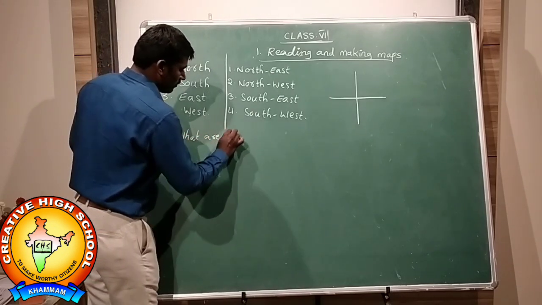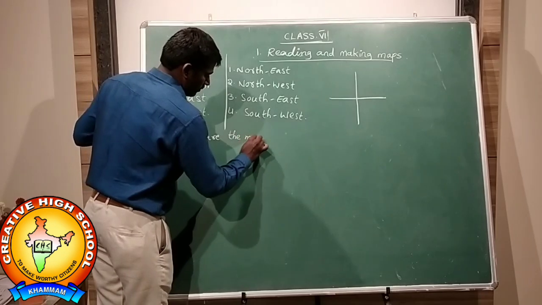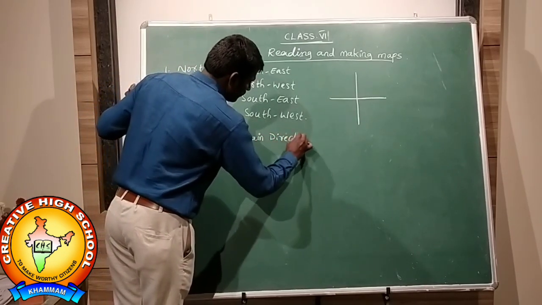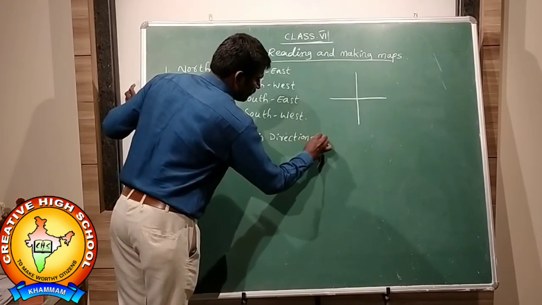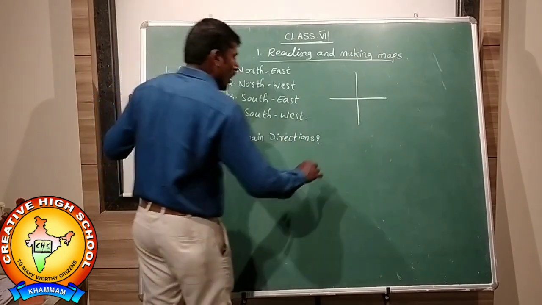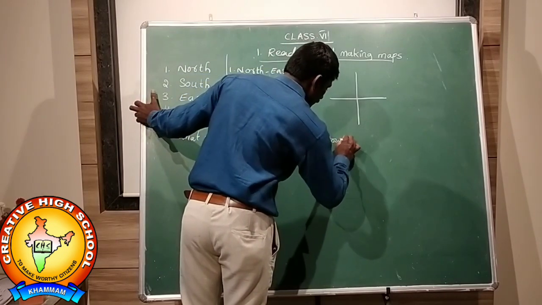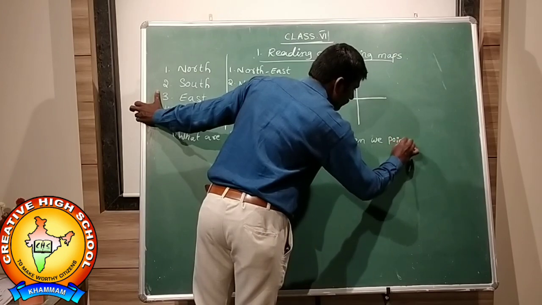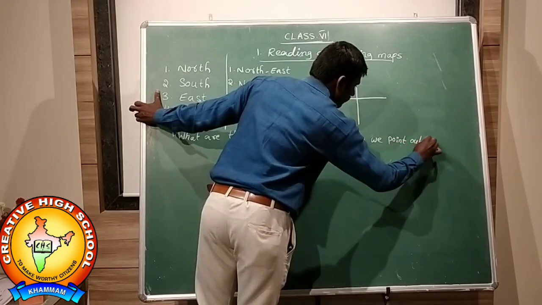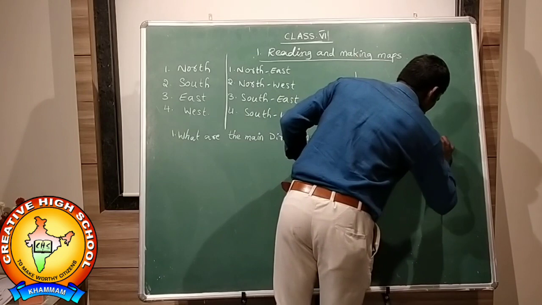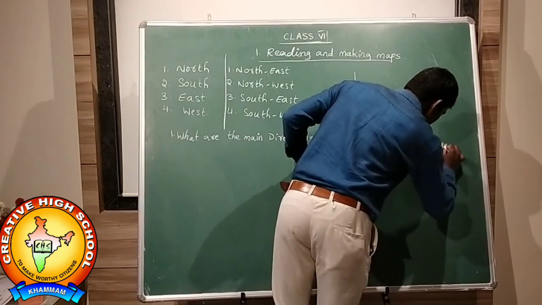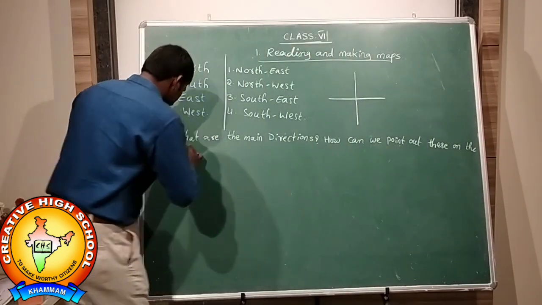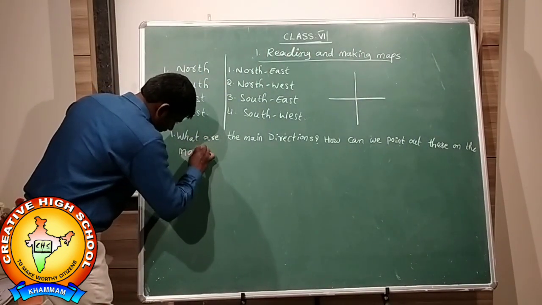What are the main directions, how can we point out these on the map?